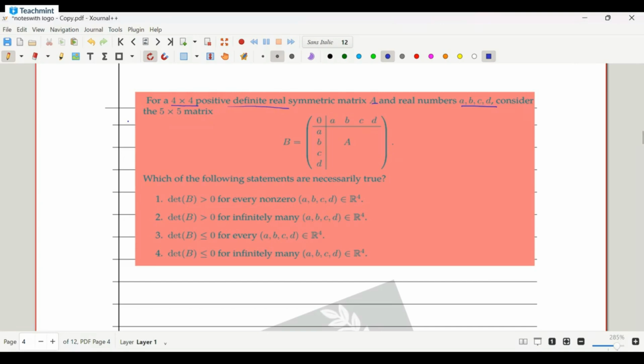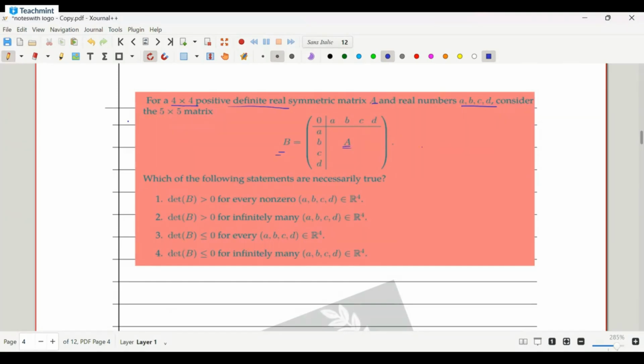A B C D are any real numbers, and consider a 5 by 5 matrix B such that B is 0, row matrix A B C D, column matrix A B C D, and A. Then which one of the following statements are true or not, sir?